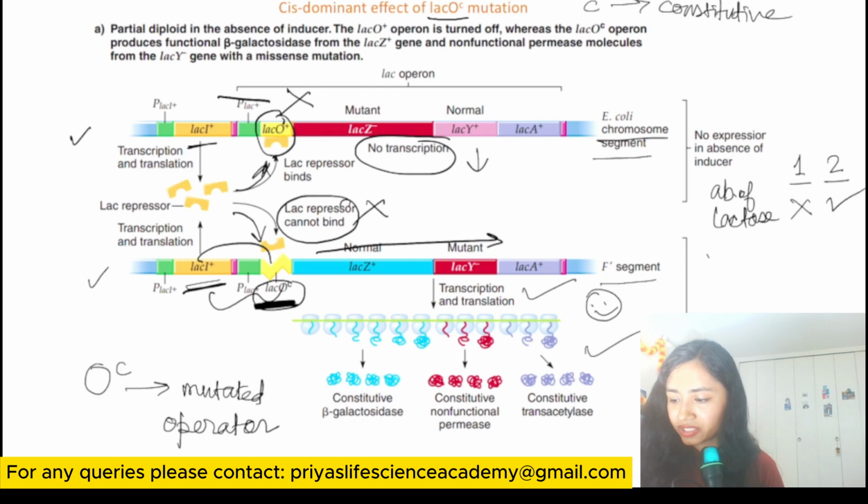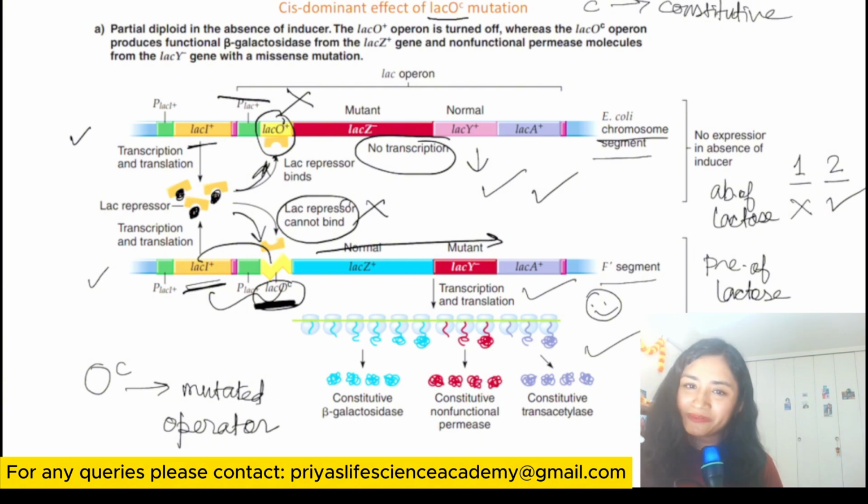Now the second condition is presence of lactose. In the presence of lactose, what will happen? For the first chromosome, the lactose can bind with the repressor and block it. Then the repressor can't bind with the operator region. Then the operator will be free and the transcription will be on. And in case of the second operon, there will be no need of lactose because the operator region is always free. The repressor can't bind with the operator region.